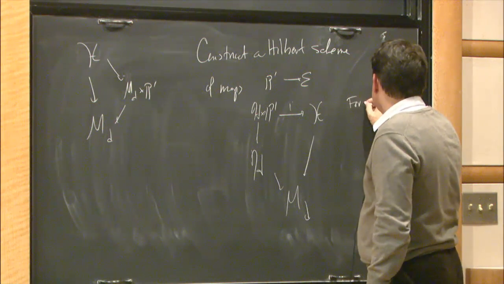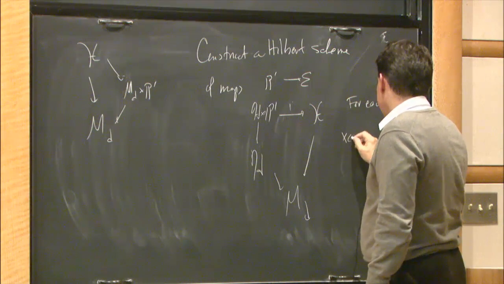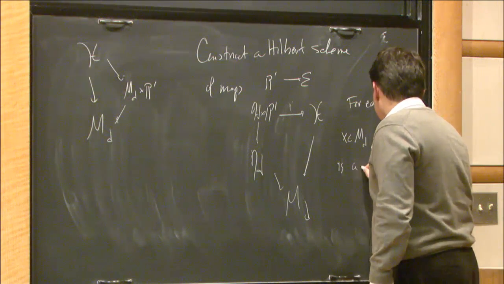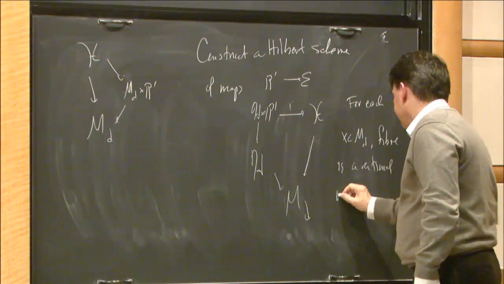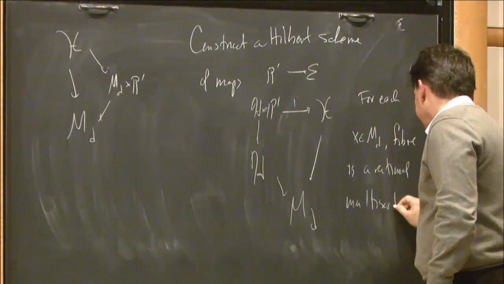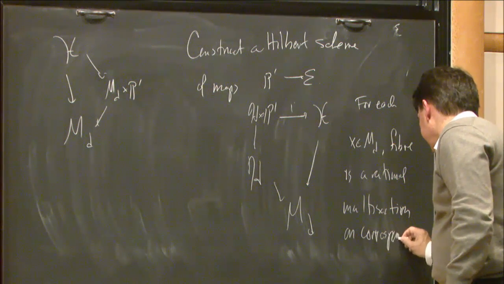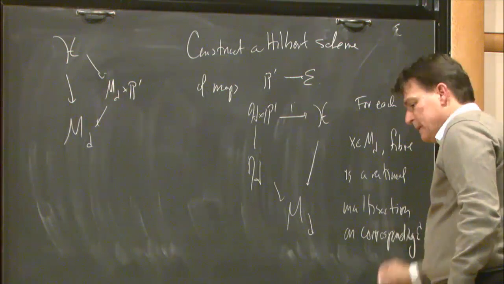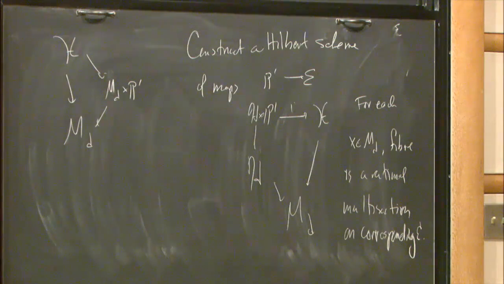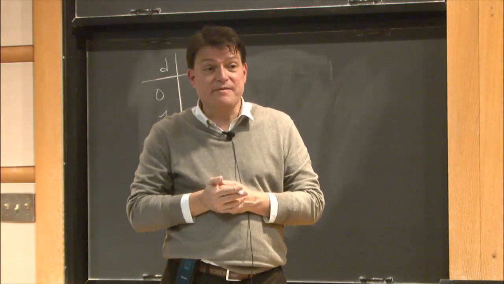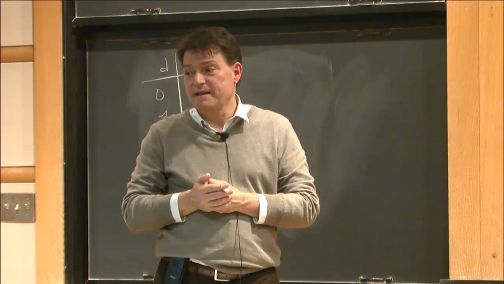So for each, say, X in MD, the fiber is a rational multisection on the corresponding E. Okay, now there's some general construction of these Hilbert schemes, and we know essentially nothing about this guy. On the face of it it could be empty, or we don't know anything about it except that it has countably many components. And the theorem basically is that none of those components dominate MD.